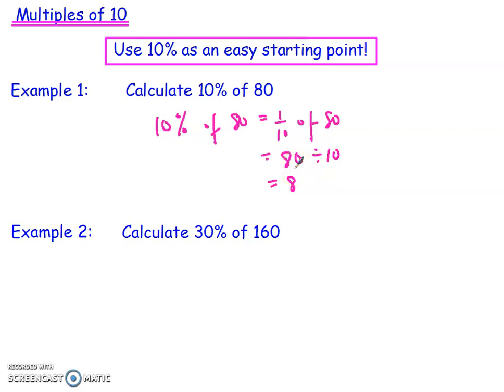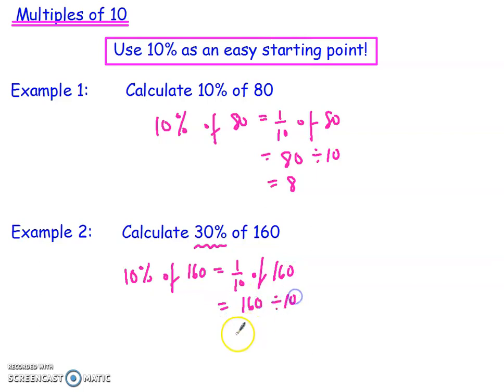Once we'd firmly established that 10% is 1/10 and that's division by 10, we would then look at multiples of 10%. So in this case, for example, where we want to find 30% of 160, the first thing we would encourage would be to find 10% of 160. Again, using the same method above, so that would be 1/10 of 160. They would then find 160 divided by 10, giving an overall answer of 16.